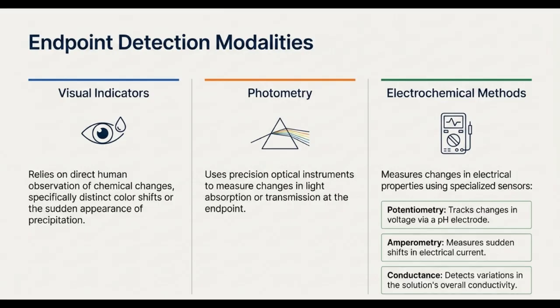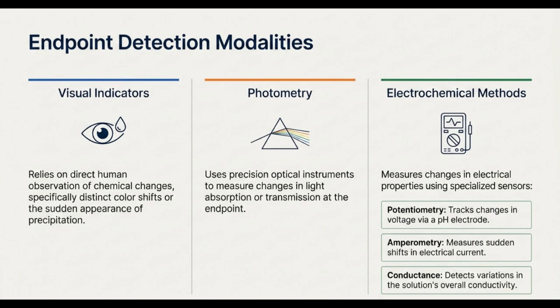Detecting the endpoint of a titration can be accomplished in several ways, and the choice depends on the required precision and available equipment. The simplest method relies on direct human observation of chemical changes, specifically distinct color shifts or the sudden appearance of precipitation. This is the visual method, and it works well for teaching and for routine analyses where high precision is not critical.